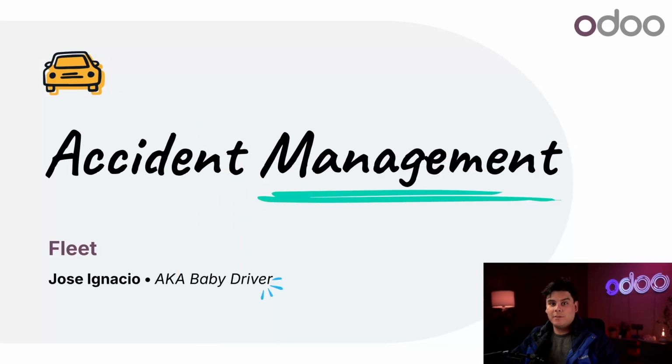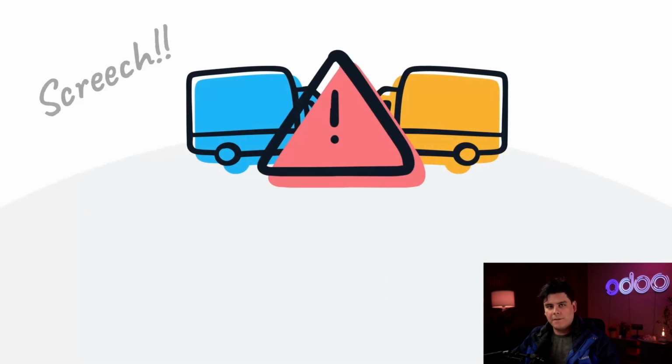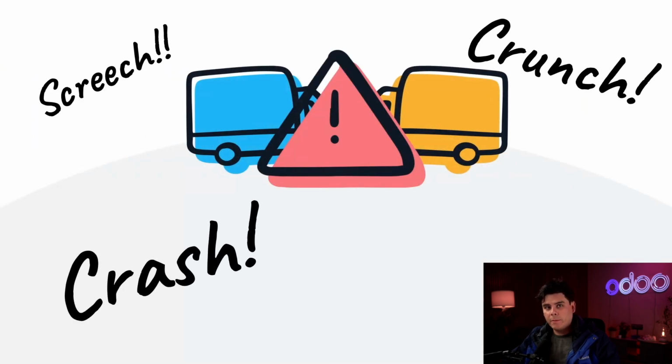Today we're going to look at an unfortunately necessary part of having a fleet. It's accidents. Accidents happen. It's just a part of life. While they can be costly and disruptive for businesses with fleets, Odoo's Fleet app helps you manage accidents effectively, ensuring that your vehicles are repaired quickly and efficiently.